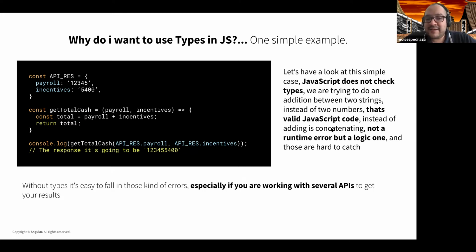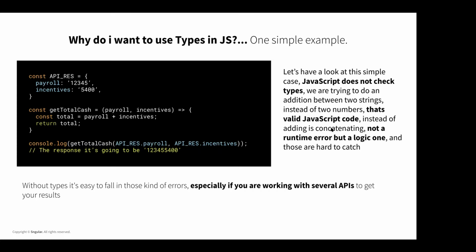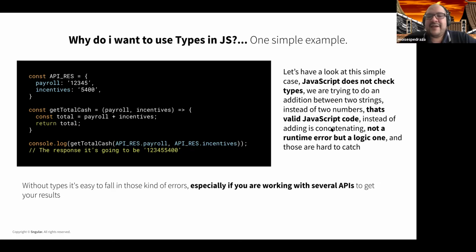Since we were passing to that function the values of the keys that we have in that API call, it will run, and it will run fine because we don't have any runtime error in JavaScript. But we have a critical logic error because we are passing two strings, and when we try to add, what we are actually doing is concatenating those strings.